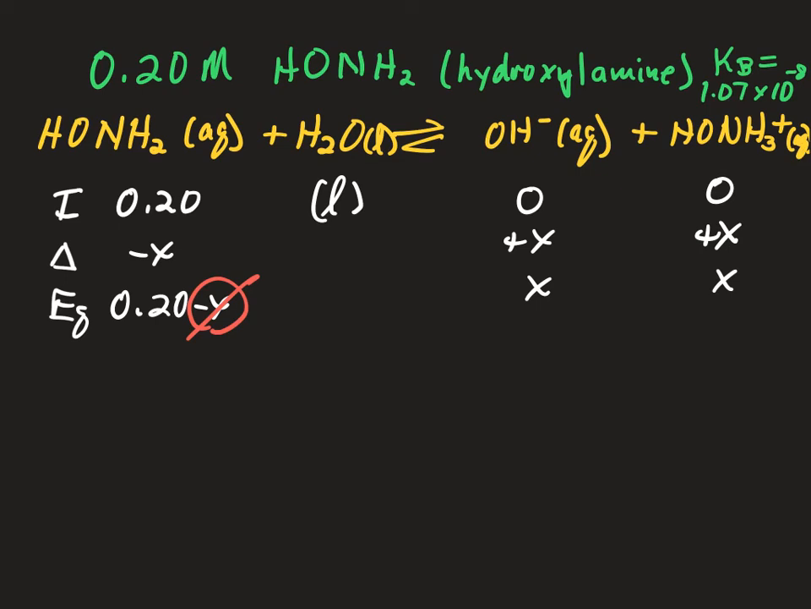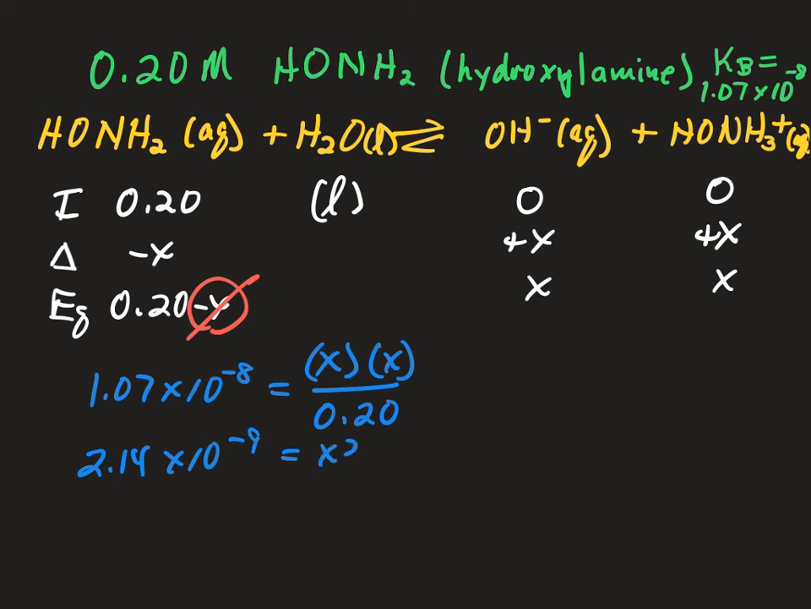And so when we work this out, if we put it into our Kb, we get 1.07 times 10 to the minus 8th, that's our Kb, is going to be equal to x times x divided by 0.20. When we multiply through by the 0.20, we get 2.14 times 10 to the minus 9 is equal to x squared. If we take the square root of both sides, then we get 4.63 times 10 to the minus 5 is equal to x. That's great. This is where we have to remember, though, how did we define our x? Our x here at the end is our hydroxide ion concentration, not our hydrogen ion concentration.